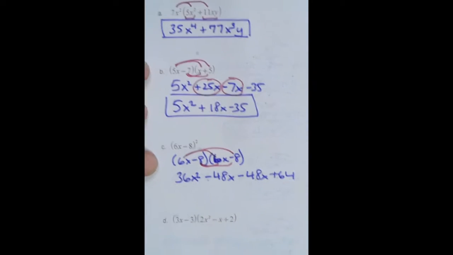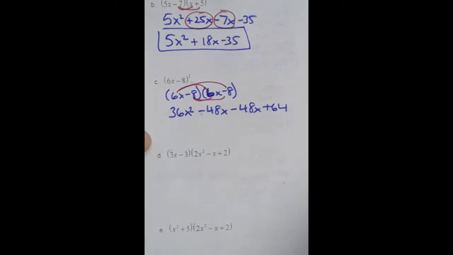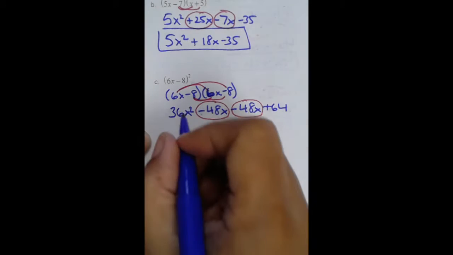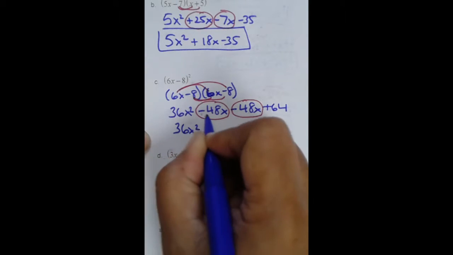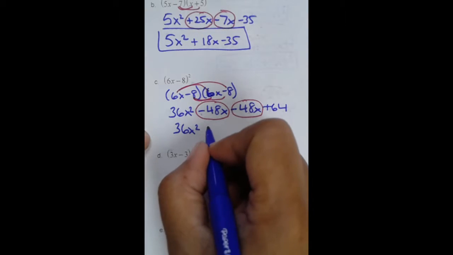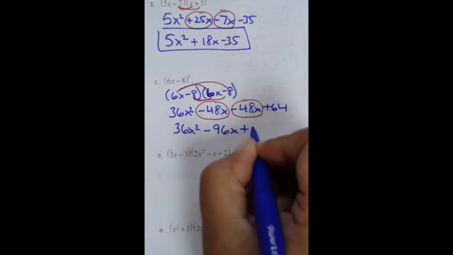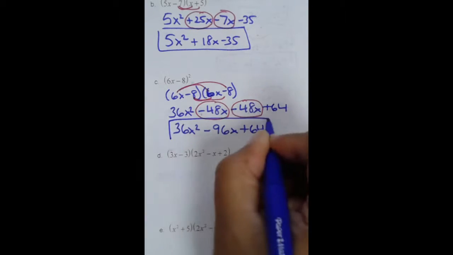All right, let's add our like terms together. So our like terms is negative 48 and negative 48. These have the same sign, so it's like adding. They don't cancel out. So negative 48 plus negative 48 is a negative 96x, and then we have 36 plus the 64.